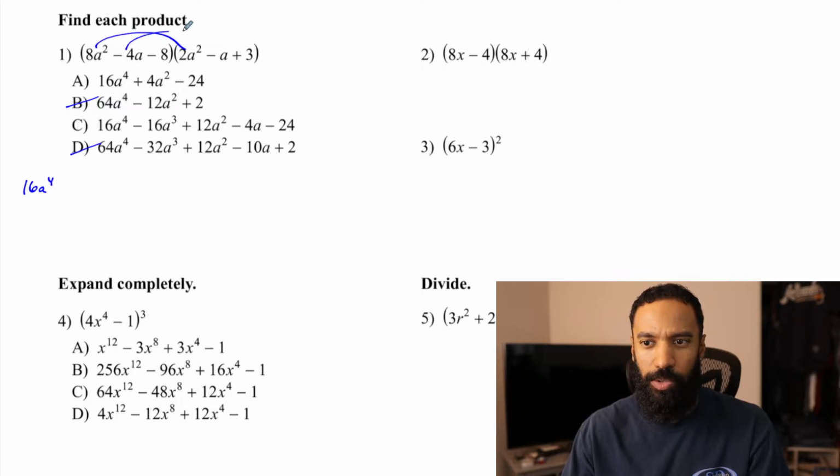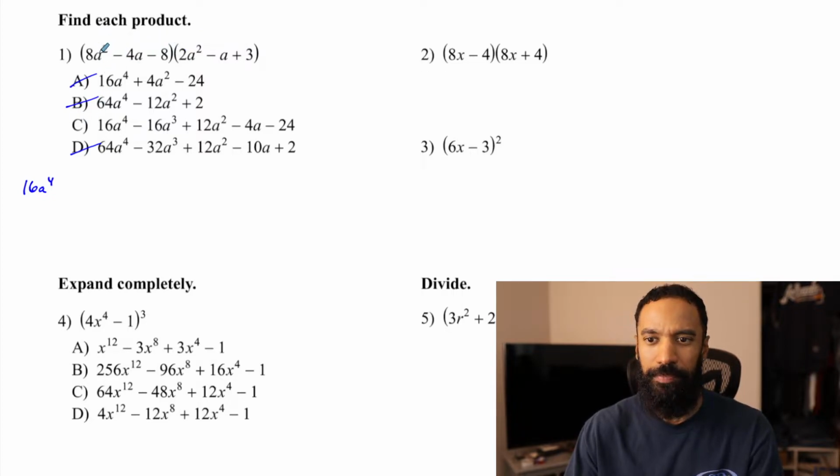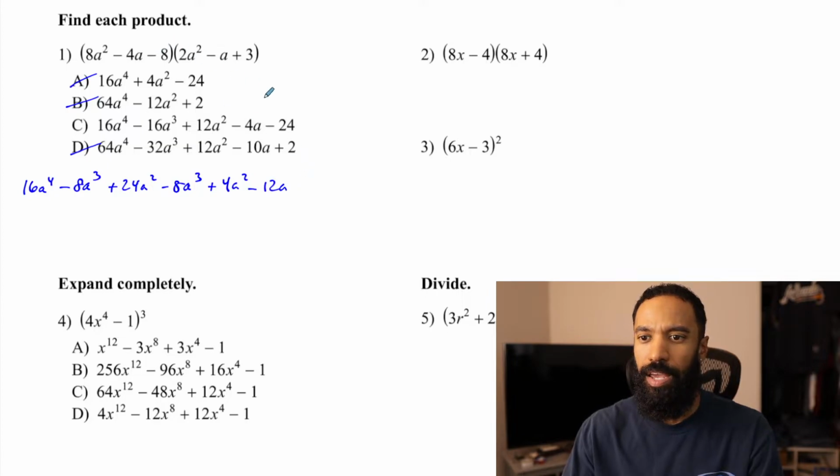It's multiplying these two and then these two and these two. And that's not proper distribution. It's already not going to be a. It is going to be c. Let's see how we get the rest here. 8a squared times negative a squared and 8a squared times 3. So we get those three terms right there. And then negative 4a times 2a squared, negative 8a cubed, negative 4a times negative a, and then negative 4a times 3 right there. And then negative 8 times 2a squared, negative 8 times negative a, and negative 8 times 3.